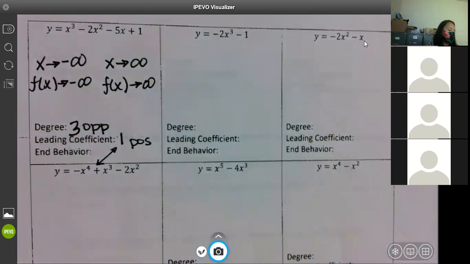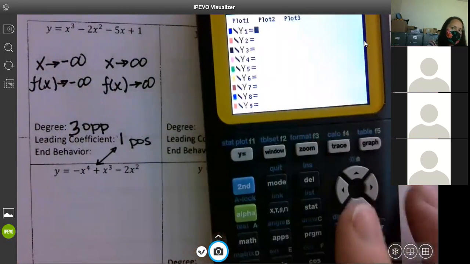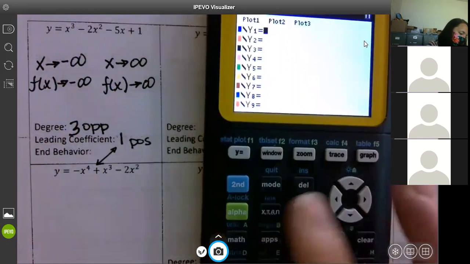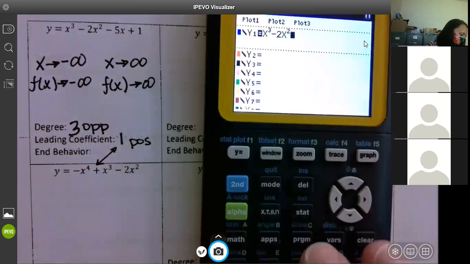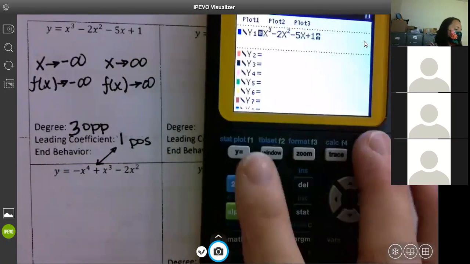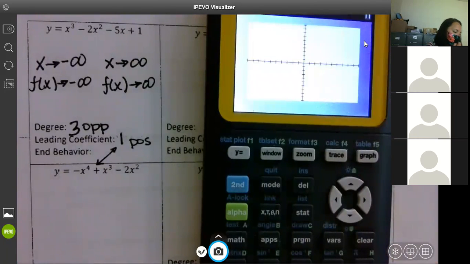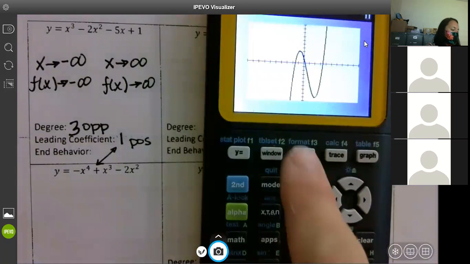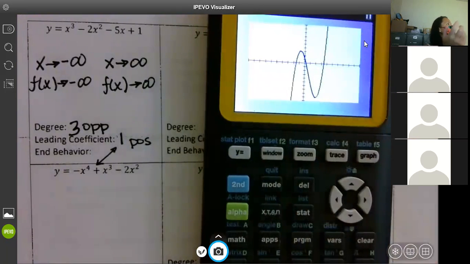Can you graph it? Of course you can. If I go into my calculator, I got some stat stuff in there, sorry. X to the third minus 2x squared minus 5x plus 1. It's just taking me forever to put it in there. I'm going to zoom 6. There it is. So you can see on the left side it points down and on the right side it points up. So if you can't remember the little cheat chart, that's okay. Graph it and you'll know, okay?